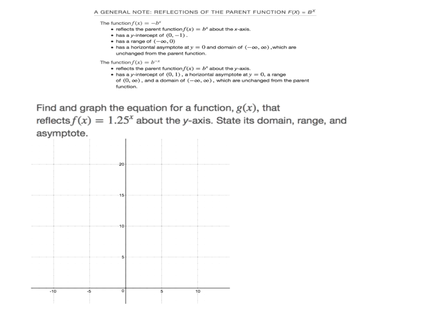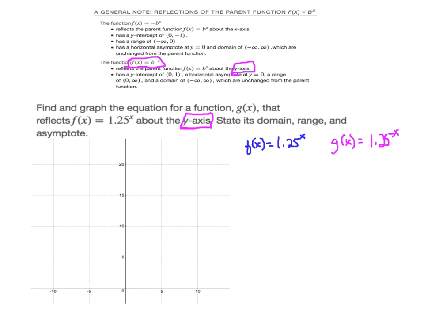And now let's look at one that flips over the y-axis. So our f of x is 1.25 to the x power. And our g of x, if we want it to reflect over the y-axis, we need to make our input value negative. 1.25 to the negative x power. So that's going to change the sign of all of our x values.